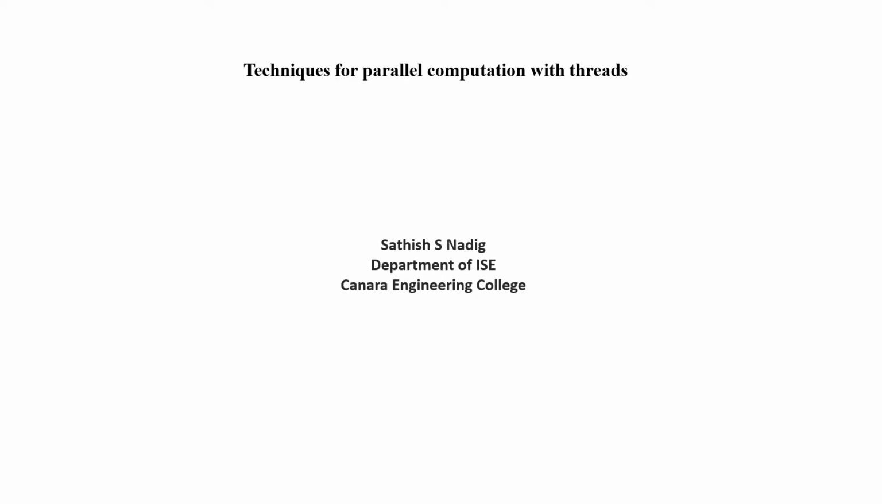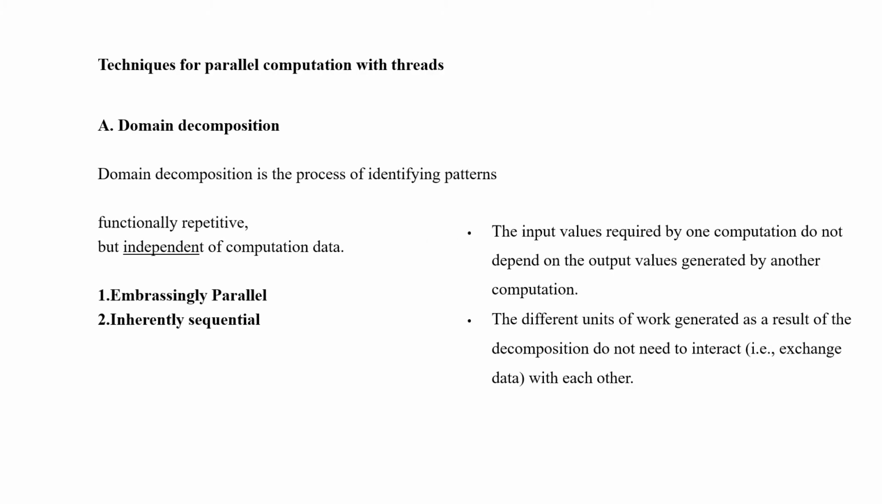So what is decomposition? Decomposition is a process of dividing a given problem into smaller components, called tasks, which can be executed concurrently. We have two different types of decompositions. First one is domain decomposition and the second one is functional decomposition.